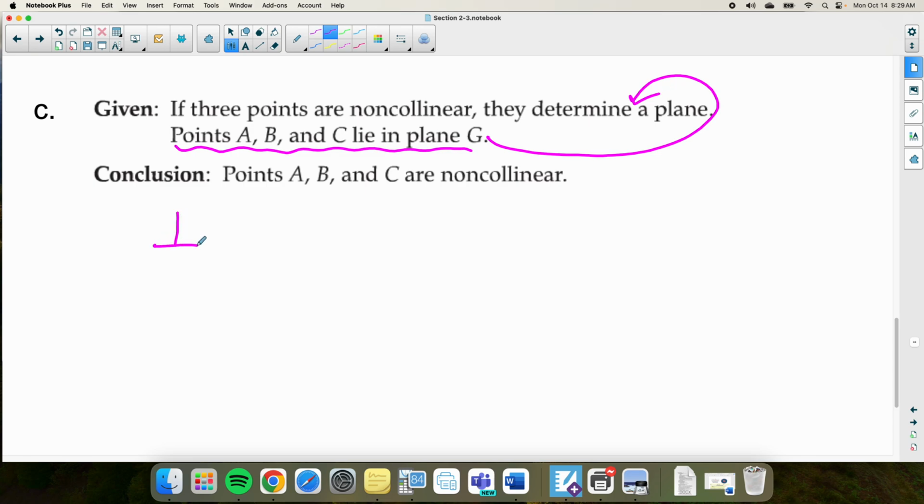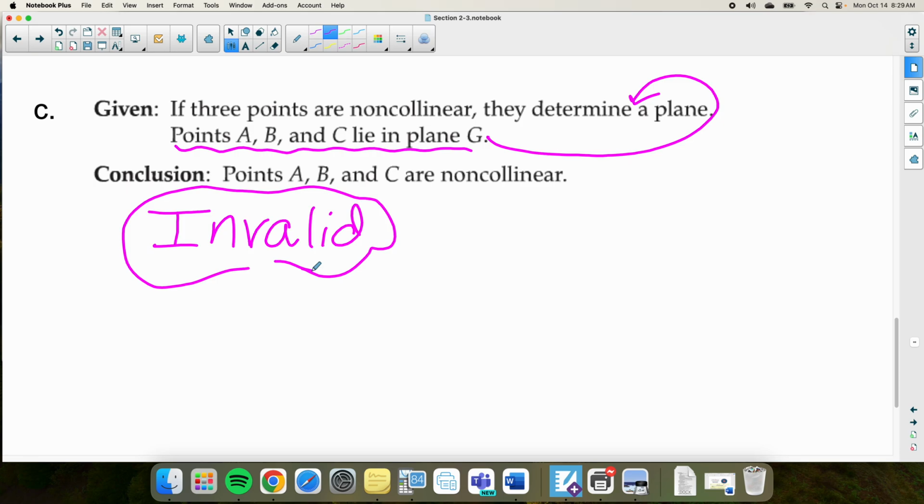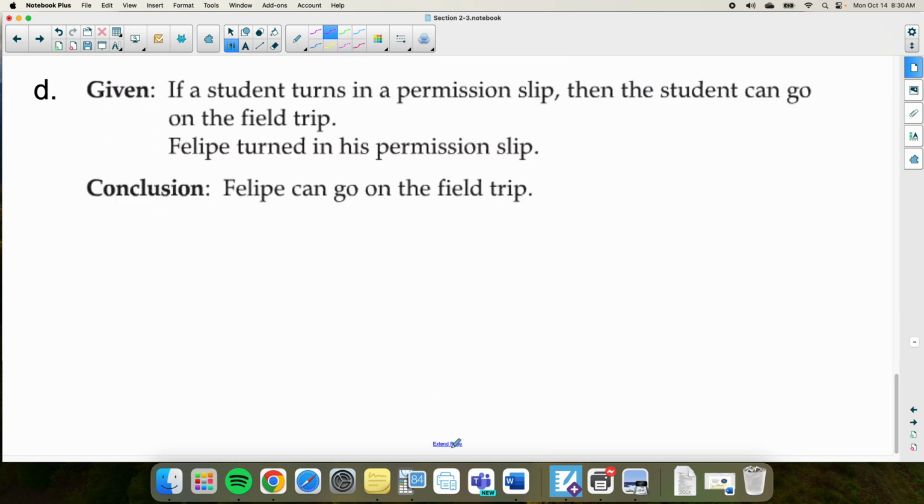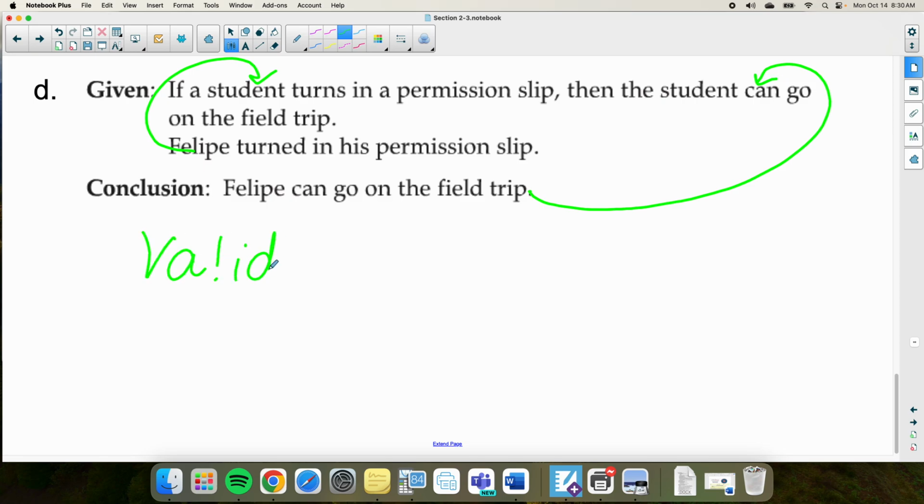Okay. You want the second thing to talk about the first part of that sentence. Okay? It says, if a student turns in a permission slip, then the student can go on the field trip. And then it says, Philippe turned in his permission slip, and then it says Philippe can go on the field trip. Is that correct? Yes. So we just say valid. Questions on that at all?